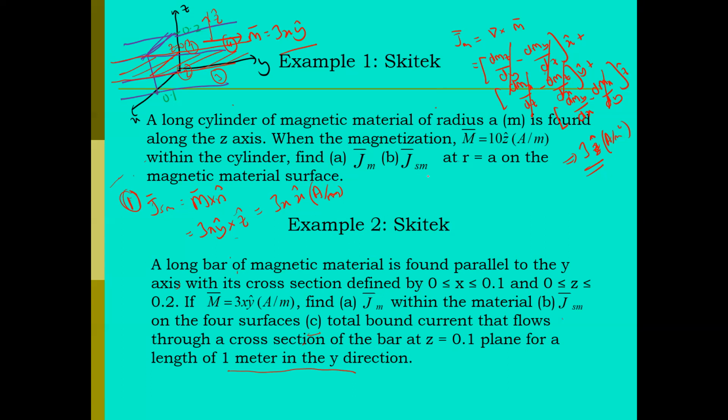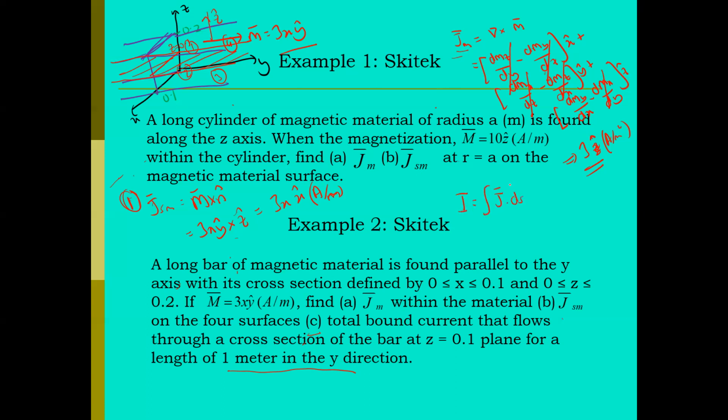For this, we need to use the JM terms, because we are dealing with the bound current inside the structure. To find the current, we are given the JM. We obtained the JM earlier, which is 3 in the direction of z. So the total bound current should be written as I equals the integration of J dot ds.